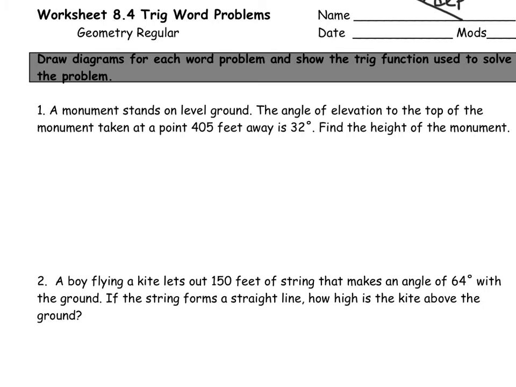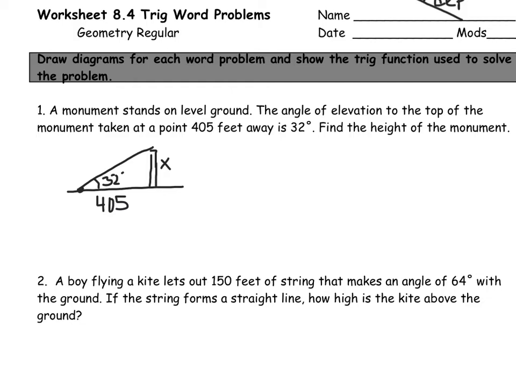A monument stands on level ground. So once I start there, I have my level ground, and I have some sort of monument. The angle of elevation to the top of the monument taken at a point 405 feet away is 32 degrees. So we're somewhere on the ground away from the monument. So this is 405 feet, and my angle of elevation goes with the horizontal. Find the height of the monument, so that tells me what I'm solving for.